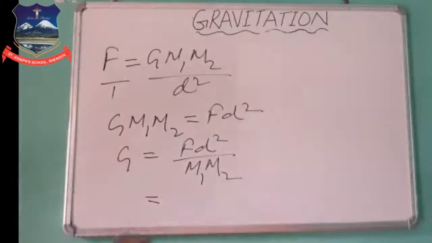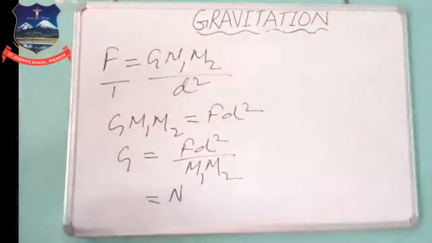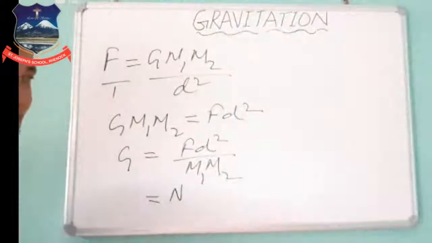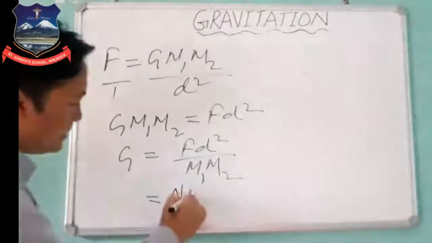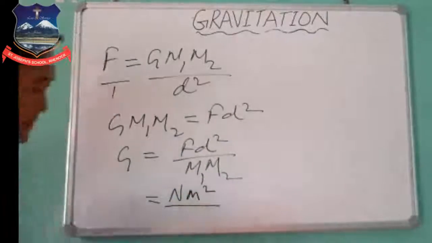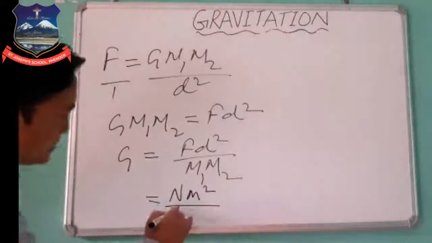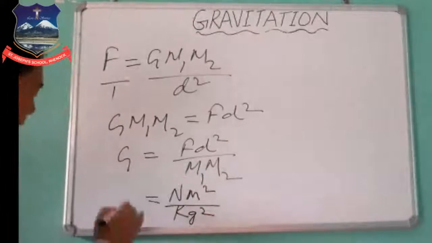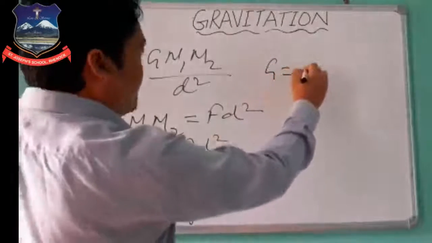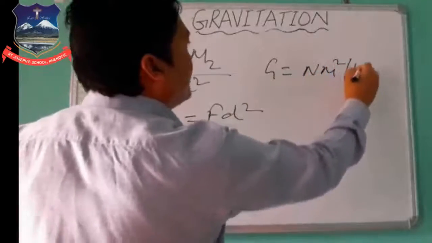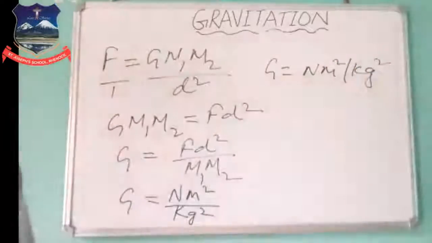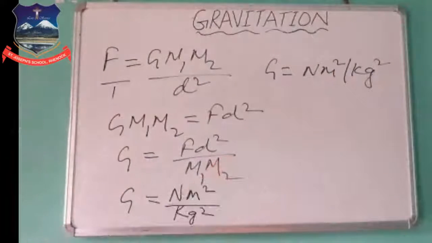Now, what is the SI unit? The SI unit of force is Newton. The SI unit of distance is meter, and there are two distances, so meter square, divided by the SI unit of mass, kilogram. There are two masses, so kilogram square. So G equals Newton meter square per kilogram square. This is the SI unit of gravitational constant.